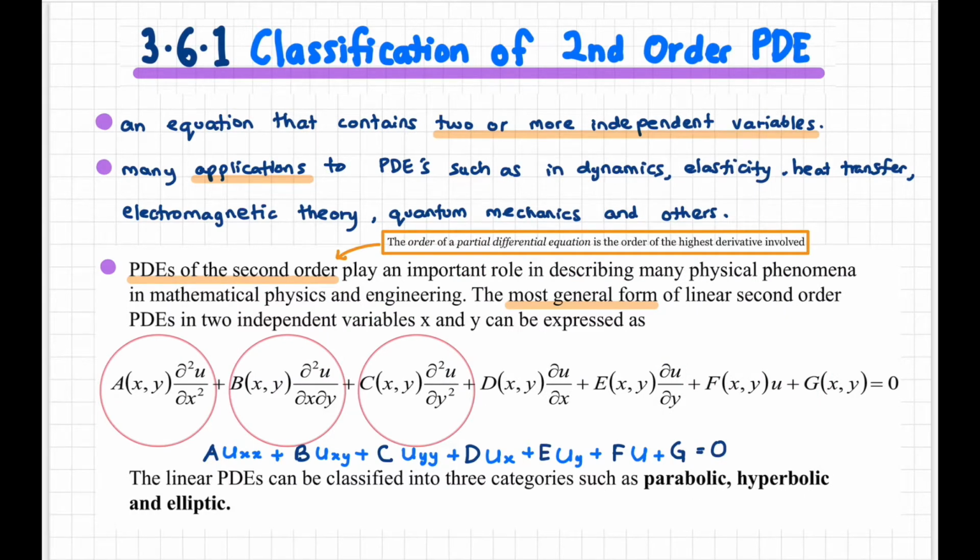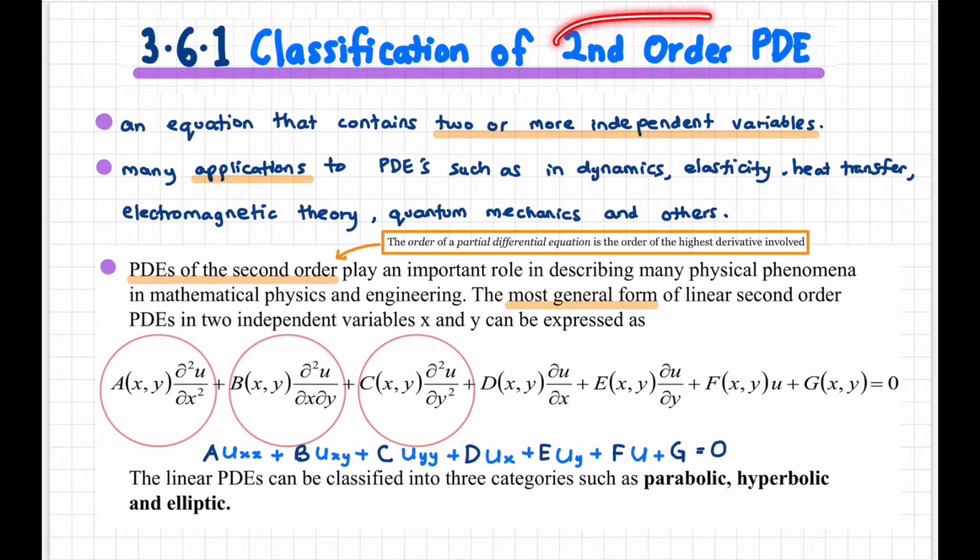The first subtopic is the classification of second order PDE. The partial differential equation, or PDE, is an equation that contains two or more independent variables. In the previous chapter, the ODE only had one independent variable, but in PDE you can have two or more independent variables. There are many applications of PDE such as in dynamics, elasticity, heat transfer, electromagnetic theory, quantum mechanics and others.